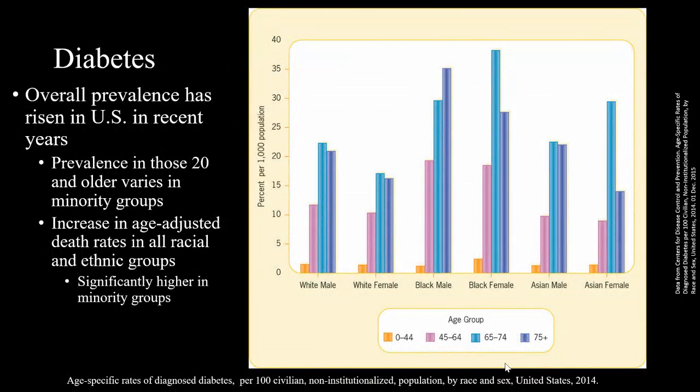So diabetes has risen in the United States, and this particularly is due to diet and lifestyle factors. So as we are eating poor diets in terms of nutritional value, we also are living a more sedentary lifestyle, which increases the rates of type 2 diabetes.